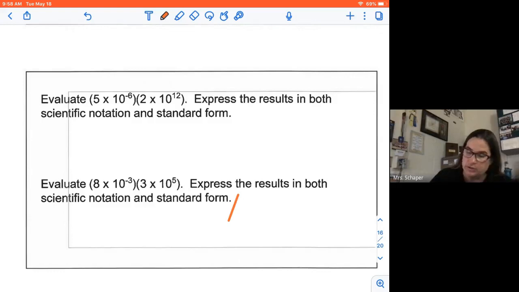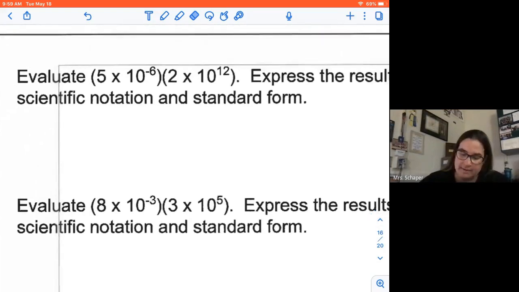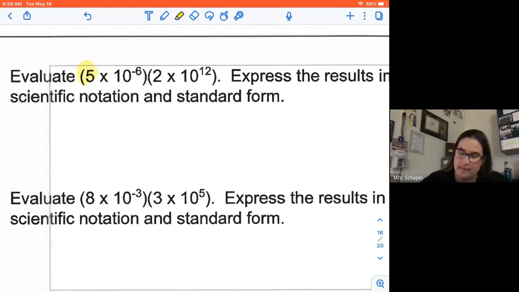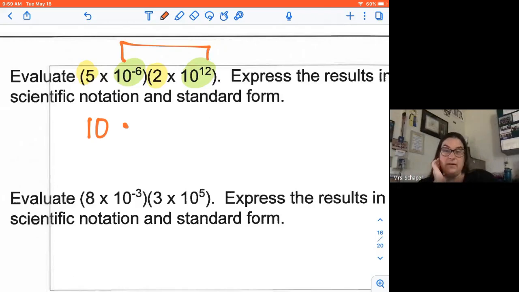All right, so what we're going to do here is take it a little bit of a step further. We're going to multiply and divide numbers that are written in scientific notation. So I'm going to get out my highlighter, and I'm going to take the 5 and the 2, and then I'm going to work with the 10 to the negative 6 and 10 to the 12. So this is tying in what we talked about with multiplying exponential expressions. I'm going to start with the 5 and the 2. 5 times 2 is 10. Then I'm going to work with my 10 to the negative 6 and 10 to the 12.